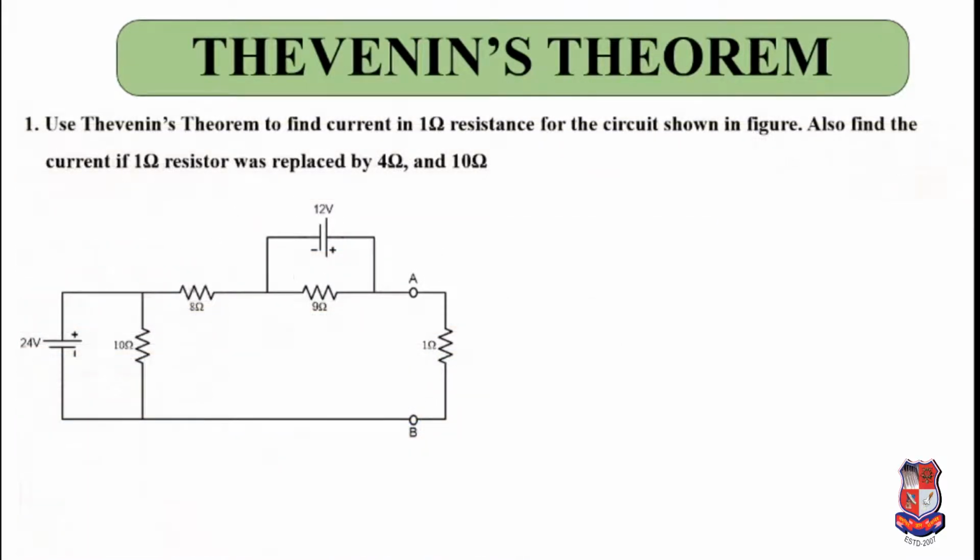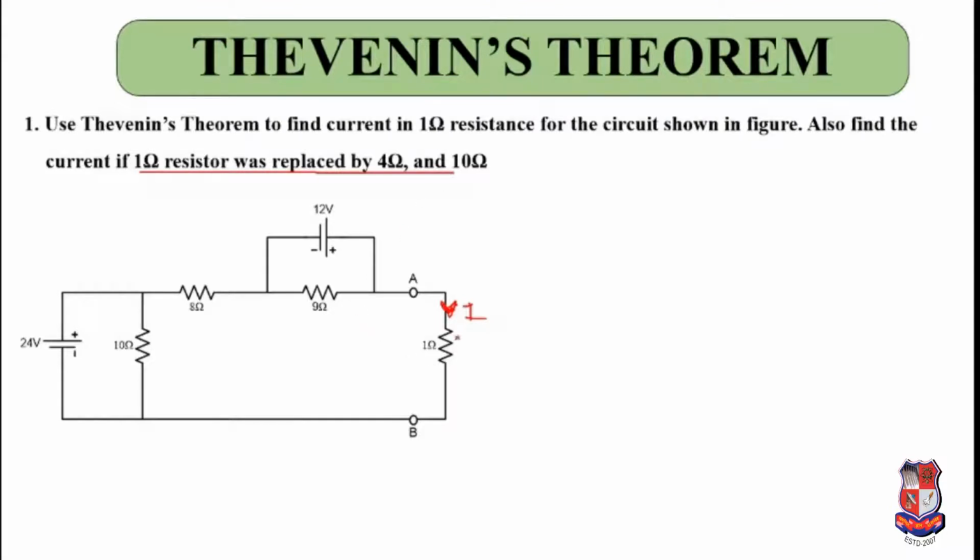So let us see here. This is the circuit given. Using Thevenin's theorem, you need to find the current in this 1 ohm. You need to find the current in this 1 ohm. And it is also said that you also have to find the current if the 1 ohm resistor is replaced by 4 ohms.